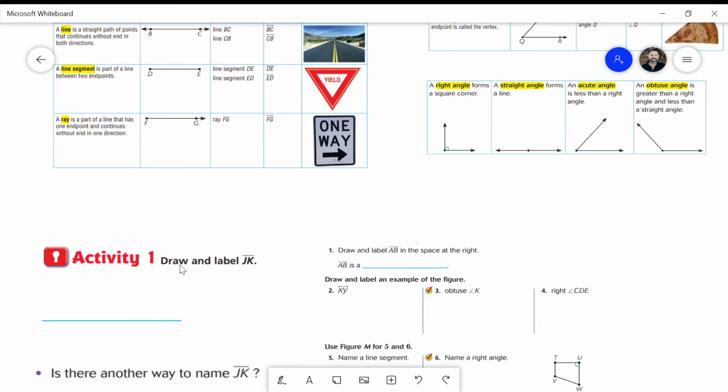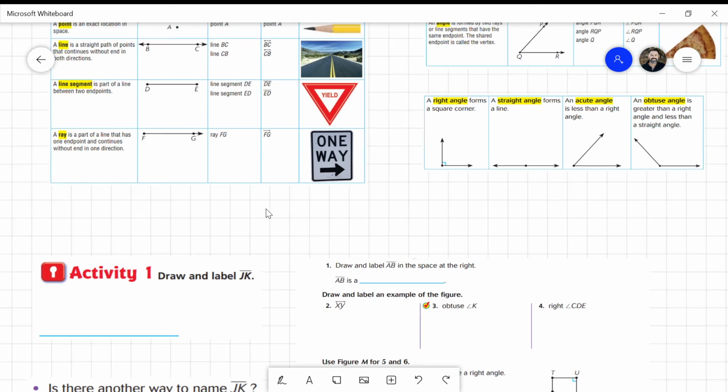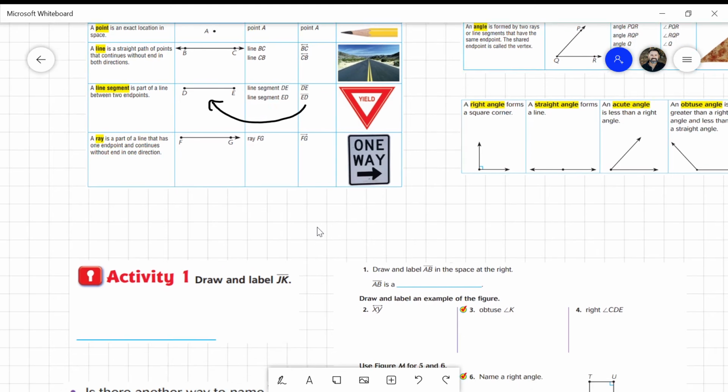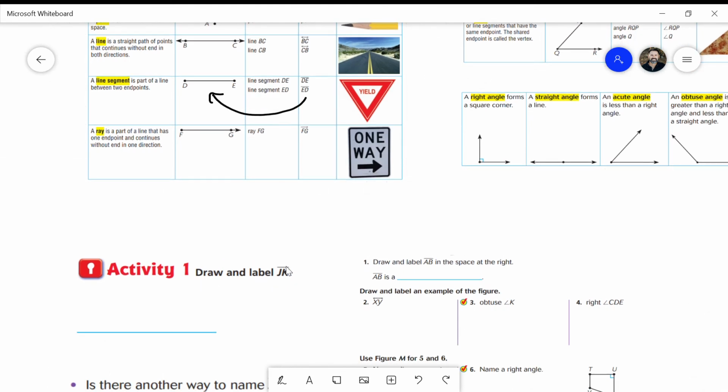It's telling us to draw and label this. So I'm trying to find this symbol with two letters underneath it, and I can see that right here. Here's one that shows that same symbol with two letters underneath it. That's referring to a line segment, with two letters naming the points. So I want to draw something just like that for this question where it says draw and label. And so now I know what it's called.